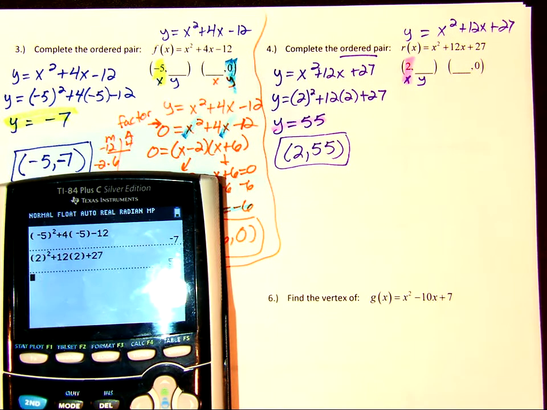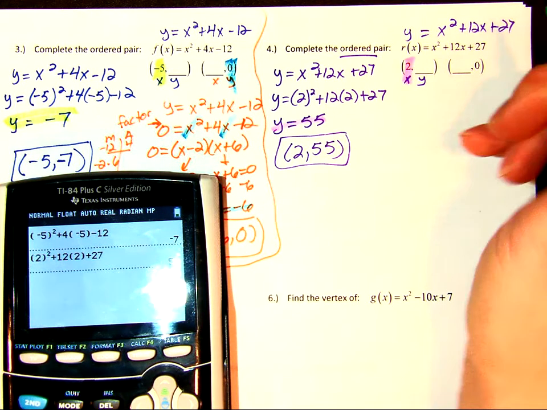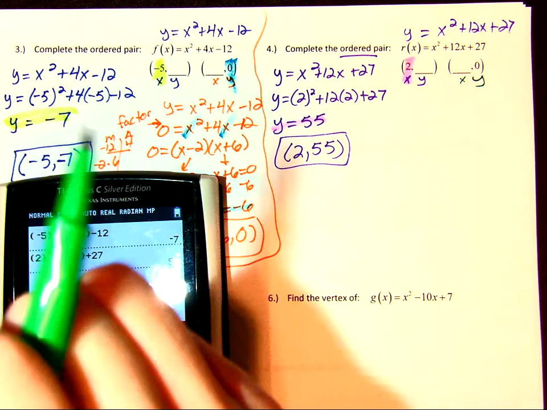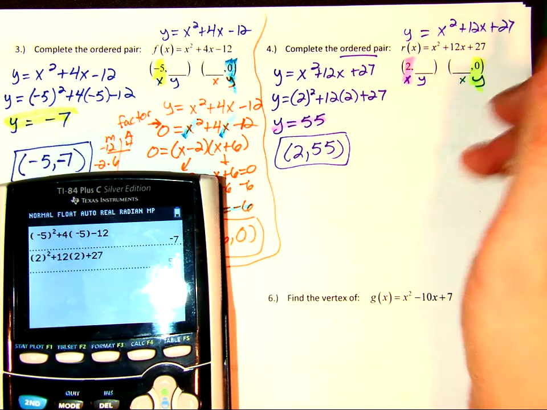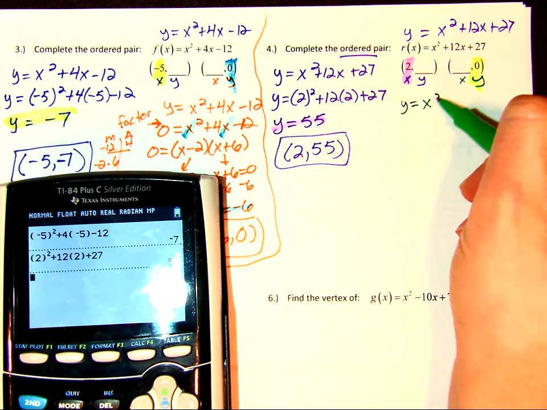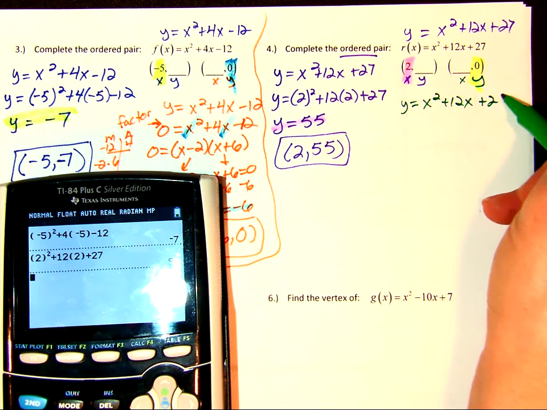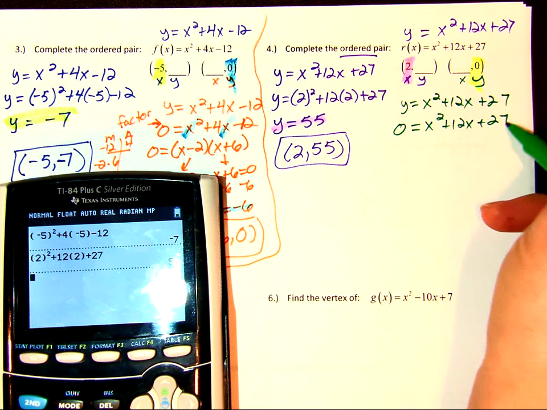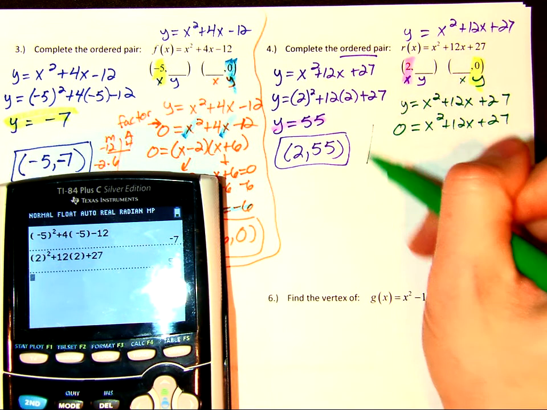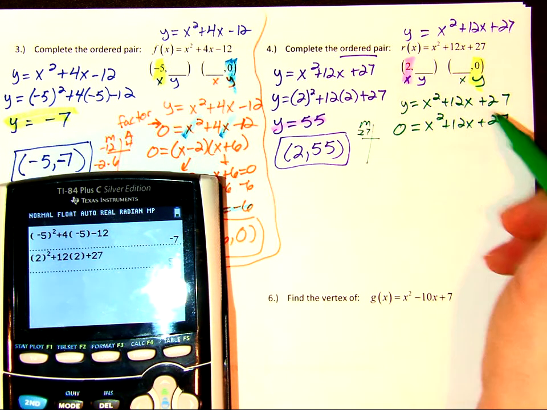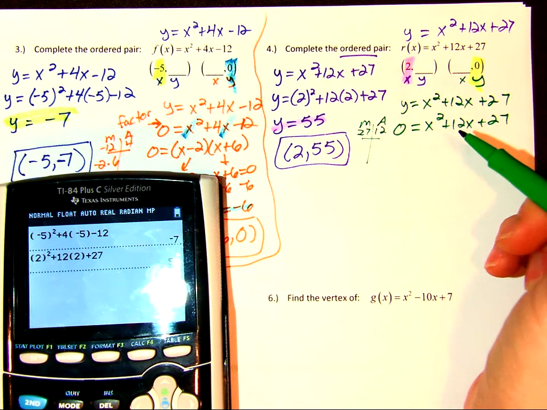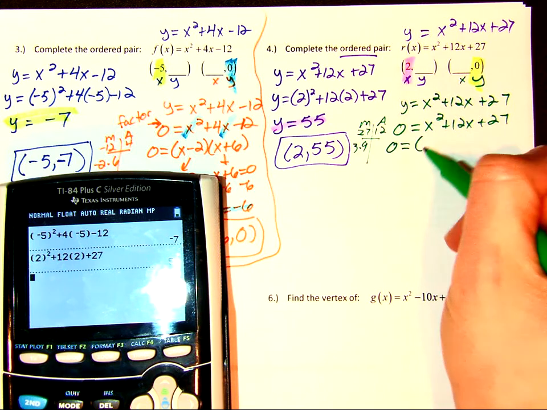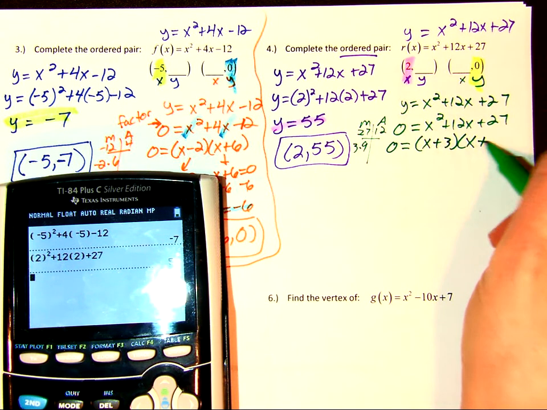Then we're going to do that same thing here, but now with x comma y, my y equals 0. So y equals x squared plus 12x plus 27, and we put 0 in the place of y. And now we have to factor this, so we have to think about what multiplies to give us 27 and adds to give us 12. Well, 3 times 9 is 27, and they add to 12, so this is 0 equals x plus 3, x plus 9. We set each piece equal to 0.